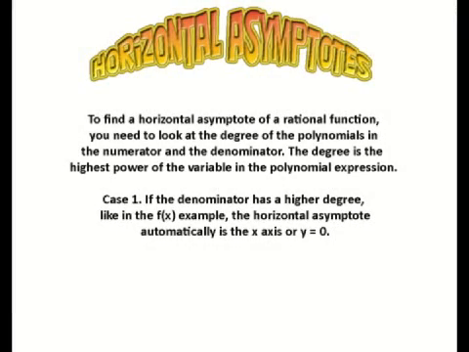Another characteristic of a rational function is the horizontal asymptote. To find a horizontal asymptote of a rational function, you need to look at the degree of the polynomials in the numerator and the denominator. The degree is the highest power of the variable in the polynomial expression. We're going to deal with this in three examples. Case 1. If the denominator has a higher degree, like in f of x, the horizontal asymptote is automatically the x-axis, or y equals 0.